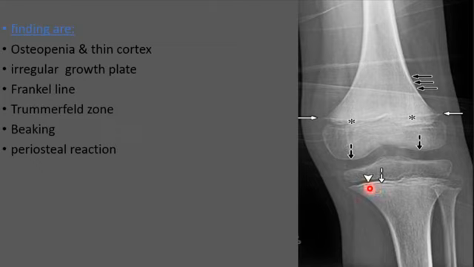Trümmerfeld zone, this point, below. That's under the Frankel line, the sclerosis.